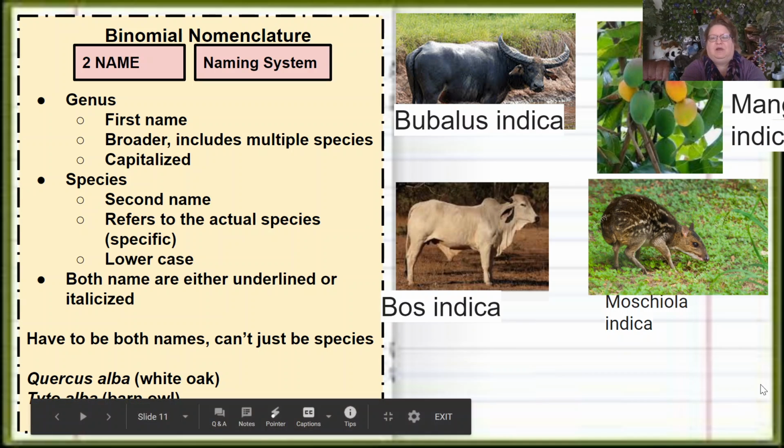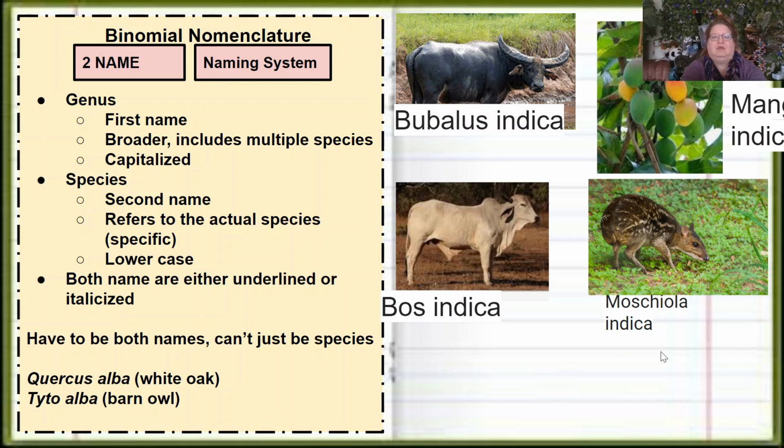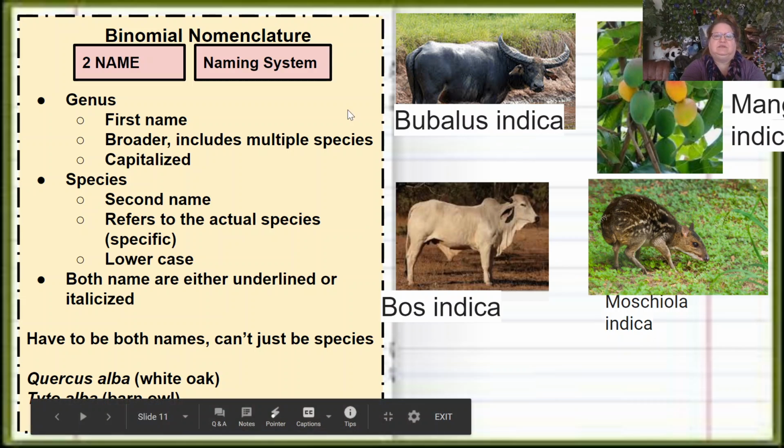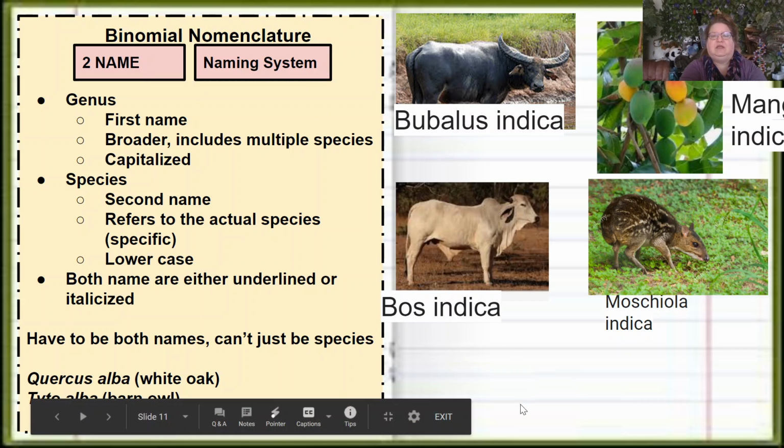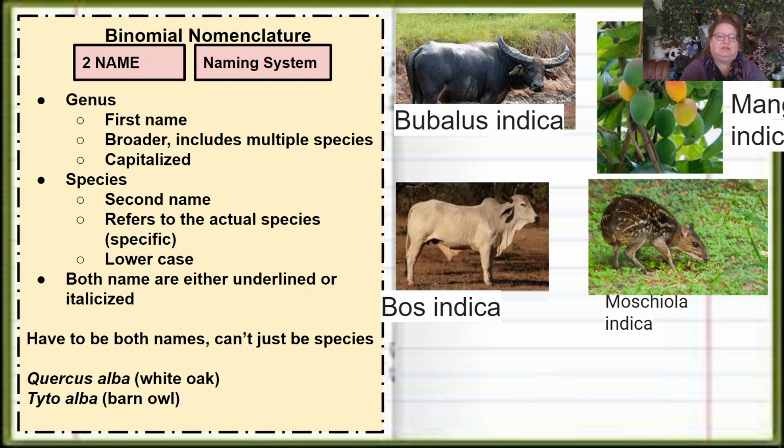Now, the binomial nomenclature literally means two-name naming system. And the two-name naming system is going to be left over from Linnaeus. That was one of his claims to fame. He wrote the book Systema Naturae, but he also then developed this system that we still use.